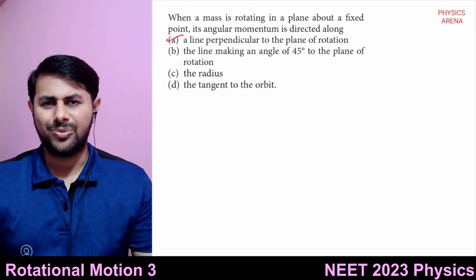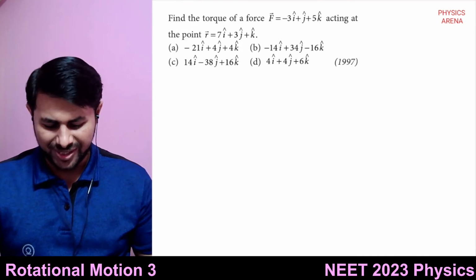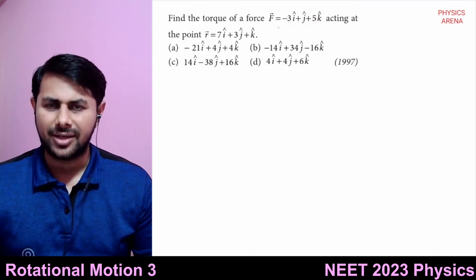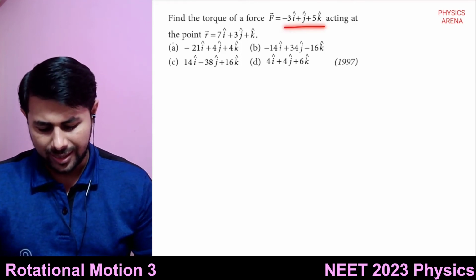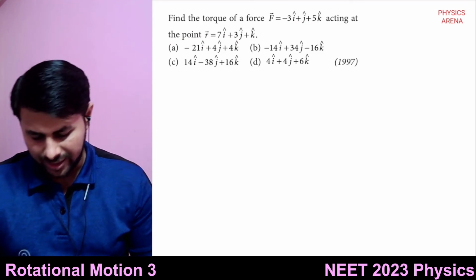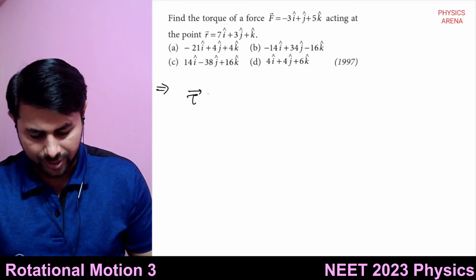Okay, this is very straightforward. Let's see the next question. Again, the next question is similar. Find the torque of a force F bar equals to this thing acting at a point R bar equals to this thing. They are just asking you to do a vector product. So let's find out the torque.